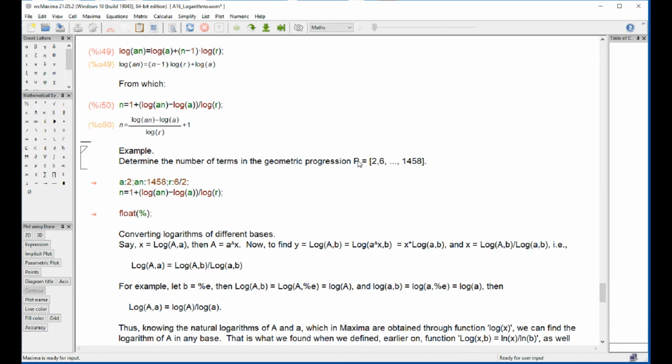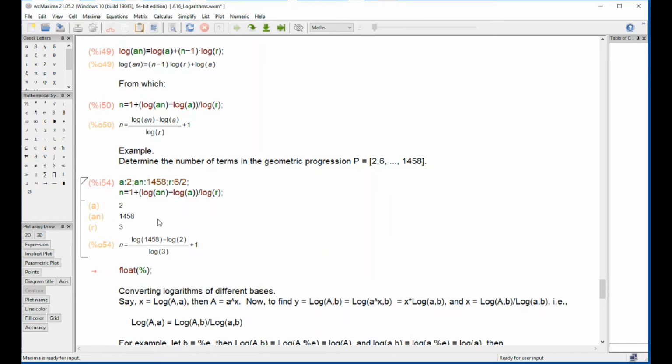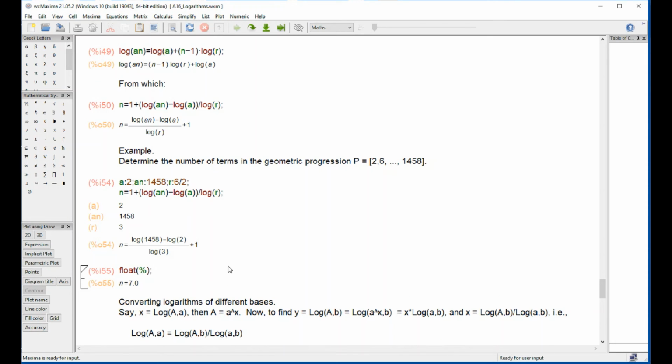For example, determine the number of terms in a geometric progression 2, 6, and so on. We take a equal 2, the ratio is 6 over 2, and the last term is 1458. So using the formula, we find that n is equal to 7.